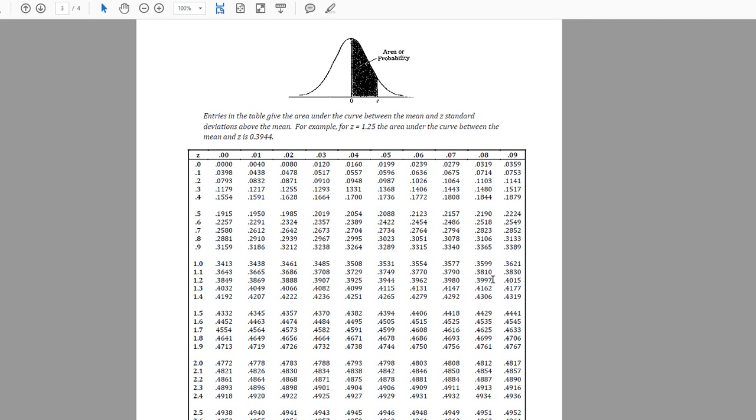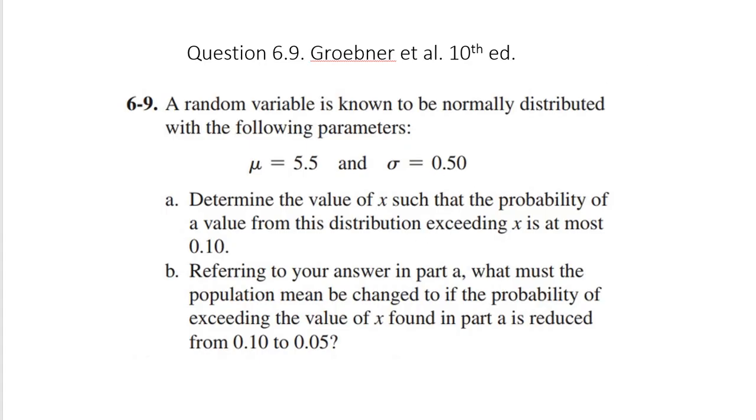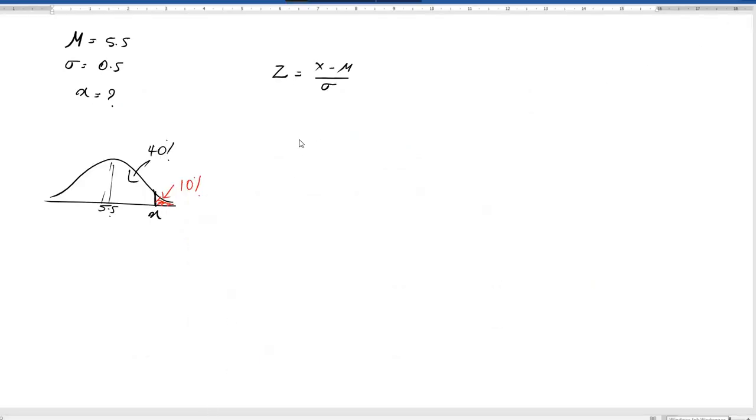Somewhere here between 0.3997 and 0.4015. I think that's the closest. So if I highlight this, that's the value that I'm going to choose. So remember, with this probability that I knew, z from the table is 1.28.